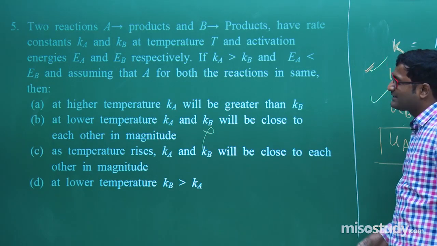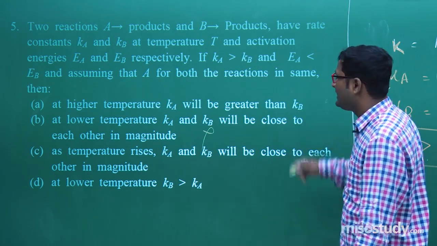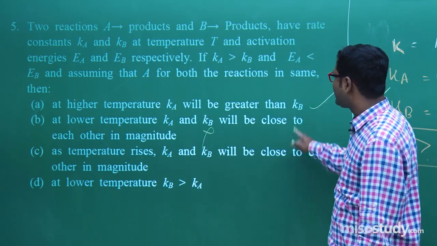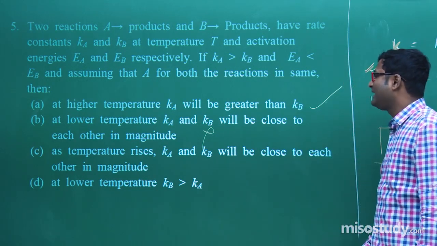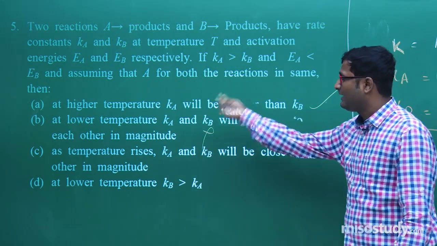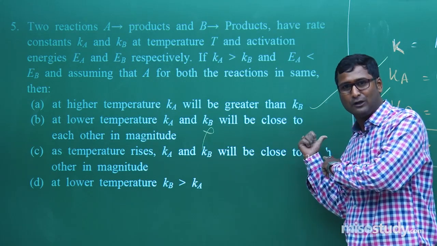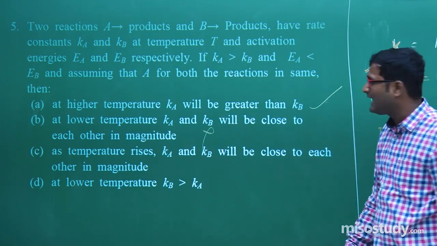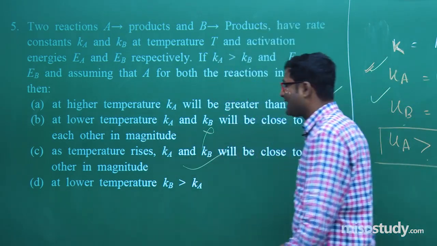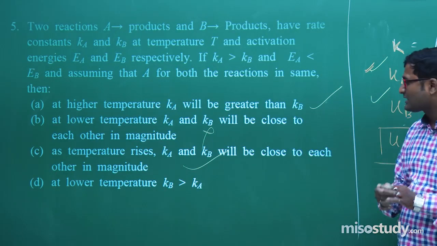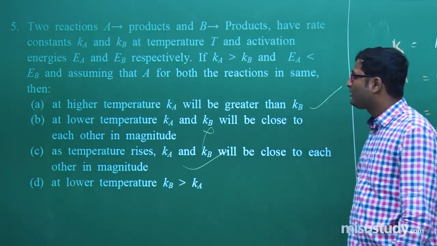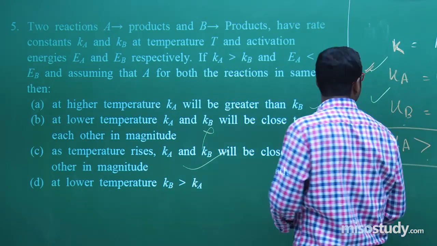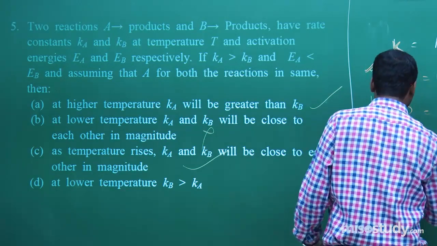Yes, so this is a multiple choice exceptional type. In the JEE exam they generally do not ask this, but the correct option is that at higher temperature Ka will be greater than Kb. If we plot the graph, as I did in the previous question, you can easily conclude that at higher temperature Ka will be greater than Kb, and as temperature rises, there comes a point when Ka and Kb become close to each other in magnitude. So for this question, A and C are the correct options.